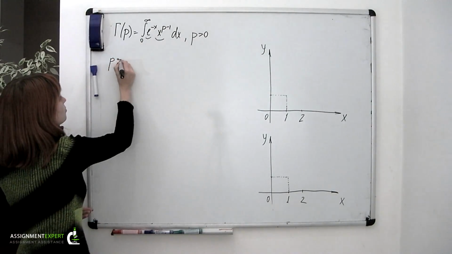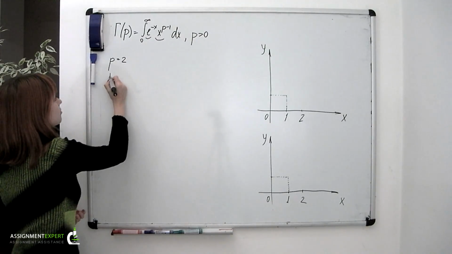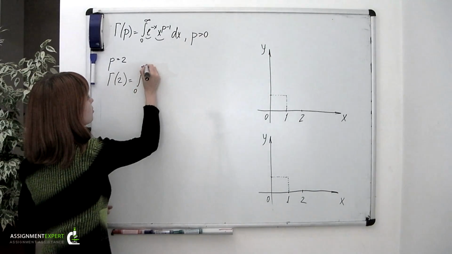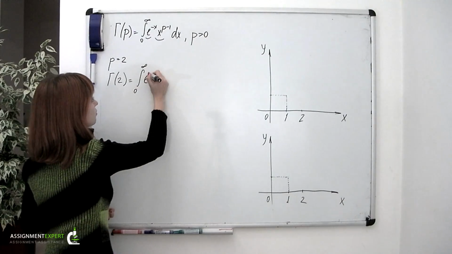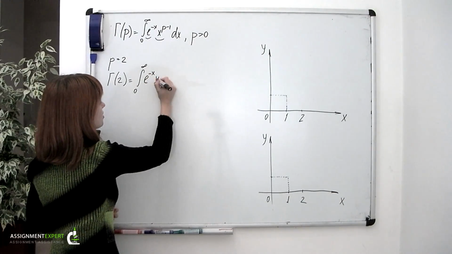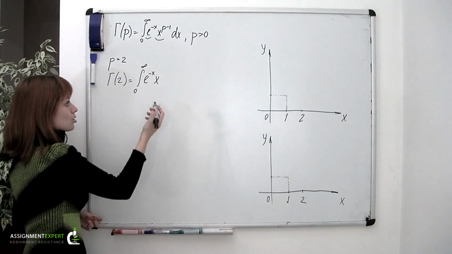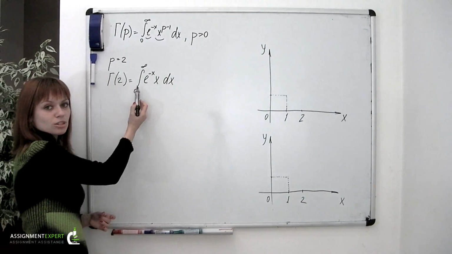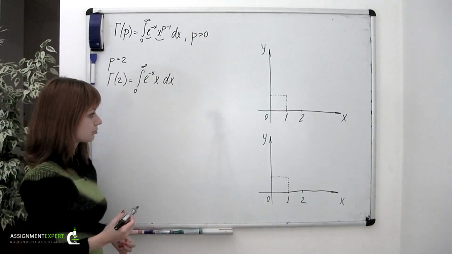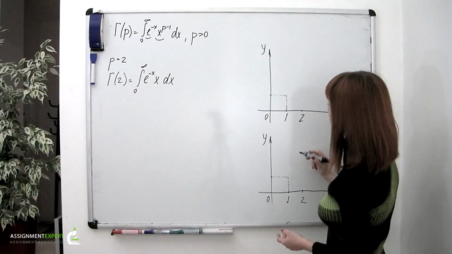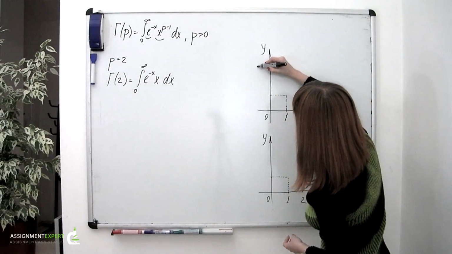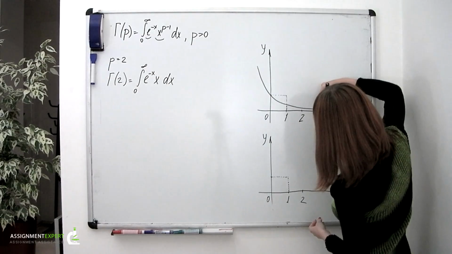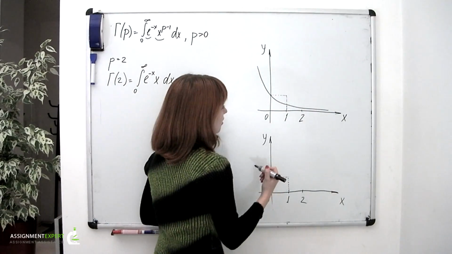Say p equals 2, and then we have gamma of 2 equal to the integral from 0 to infinity of e to the negative x times x to the power of 2 minus 1, which is 1, so we have simply x dx. So we have an exponential function multiplied by a linear function. Let's graph them. So here goes the exponential function. And a straight line.